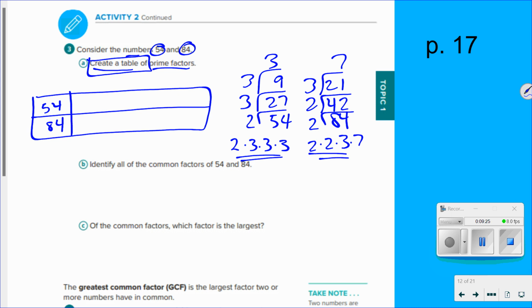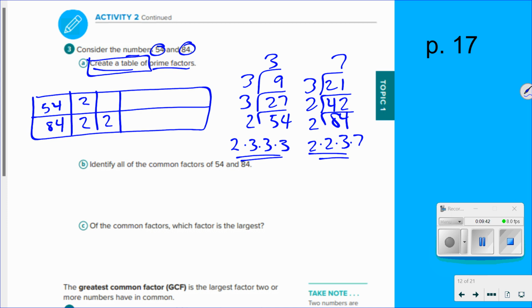Do they both have a 2? Yes, I'll put a 2 for both. Do they both have 2 2s? No. Do either of them have a second 2? No. Yes, the 84 does. So I'll put another 2 for 84. I leave the 54 blank, right?